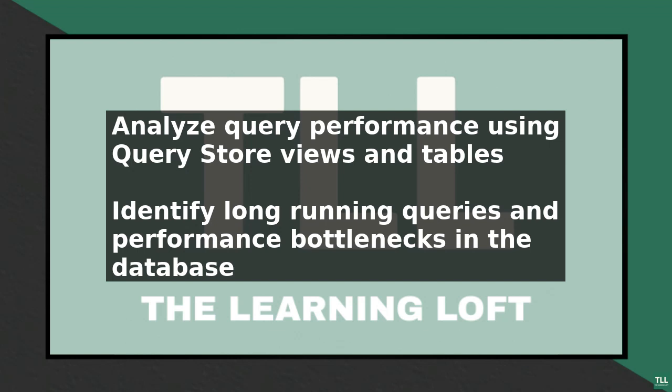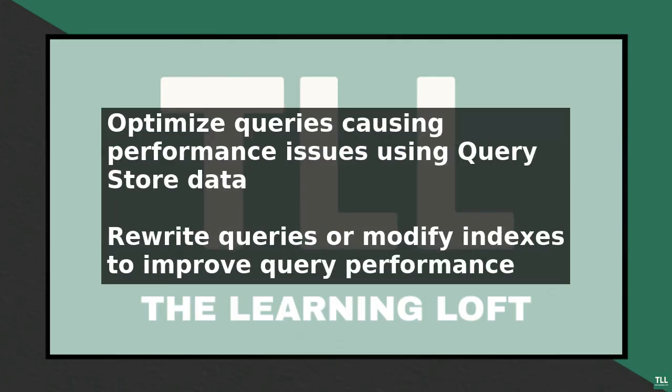With Query Store enabled and configured, you can begin analyzing query performance. The Query Store provides a range of views and tables that contain information on query execution, plans, wait statistics, and other performance metrics. You can use these views to identify long-running queries, queries with high CPU usage, and other performance bottlenecks. To scale up your Azure SQL database using Query Store, you need to identify the queries that are causing performance issues and optimize them.